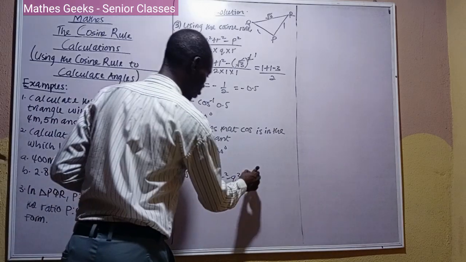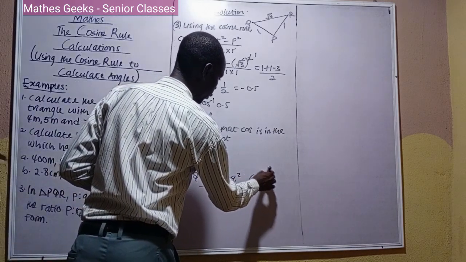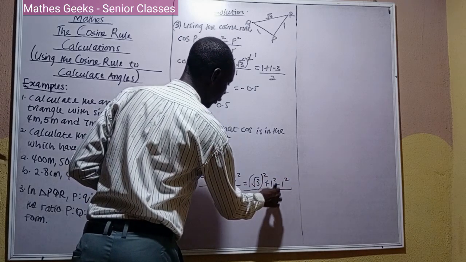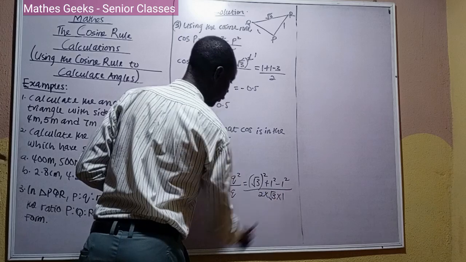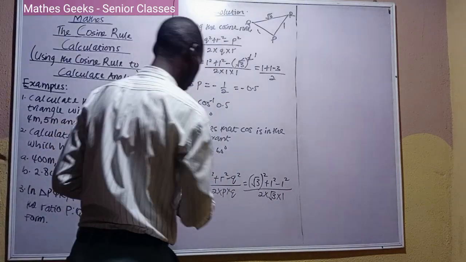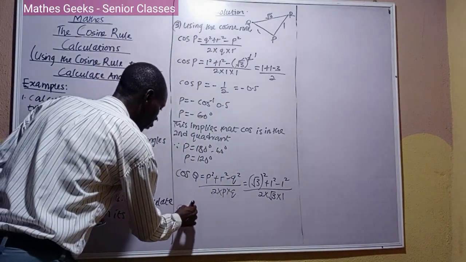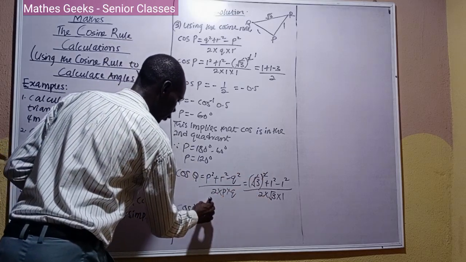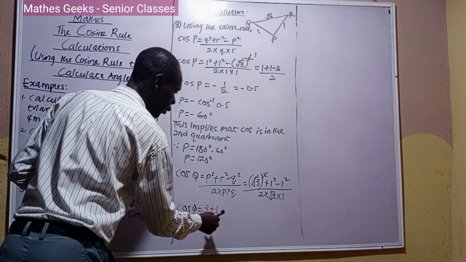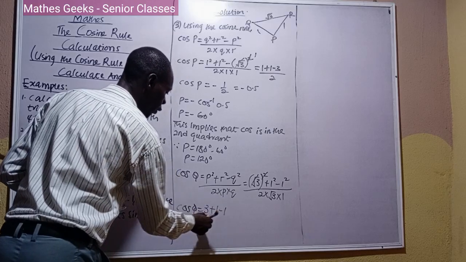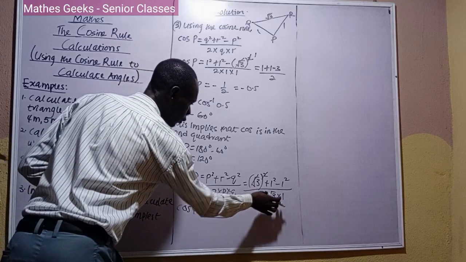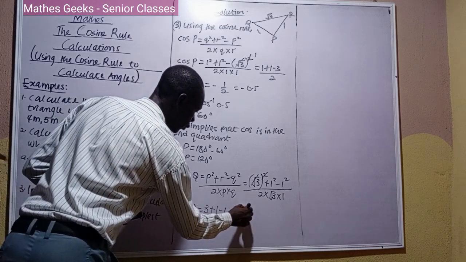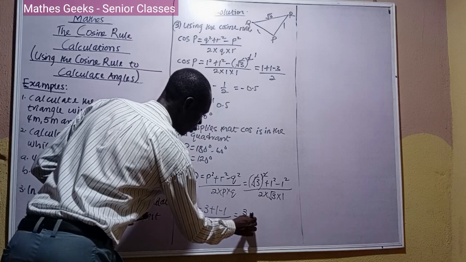So P squared is root 3 squared plus 1 squared minus 1 squared over 2 times root 3 times 1. And then cos Q is equal to root 3 squared, which will give us 3, plus 1 squared is 1, minus 1. So plus 1 minus 1 is 0. Then 2 times 1, 2, that will give us 2 root 3.